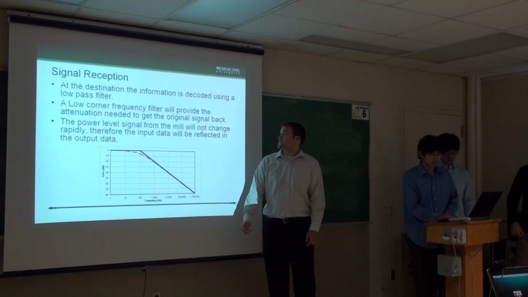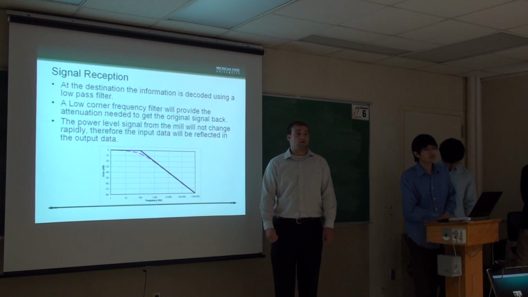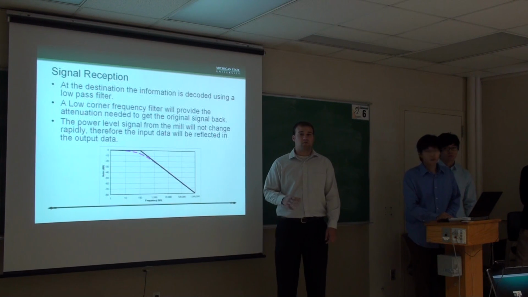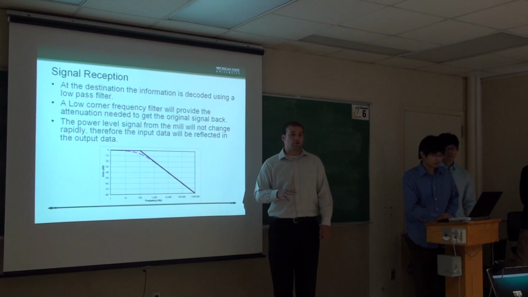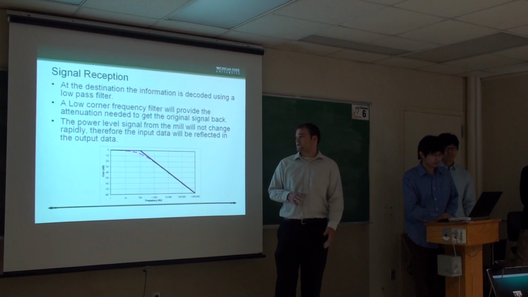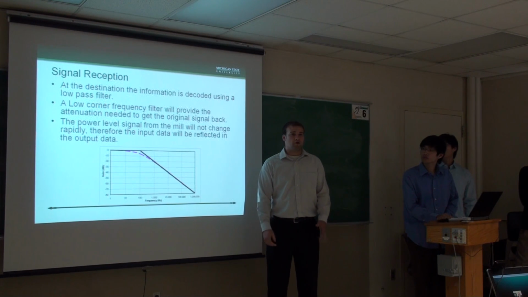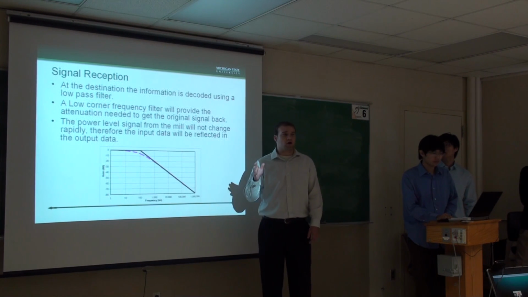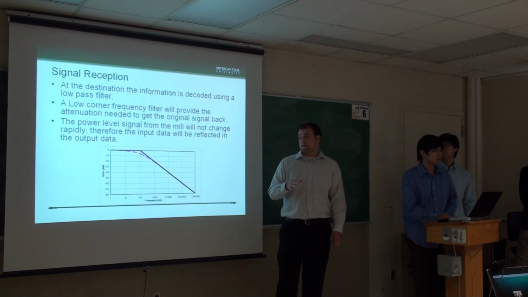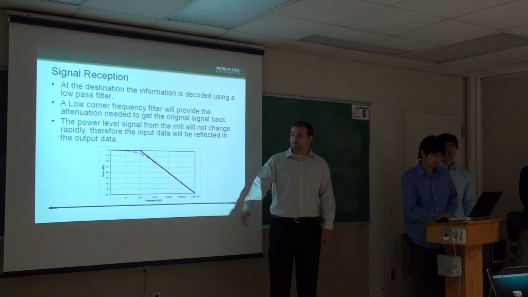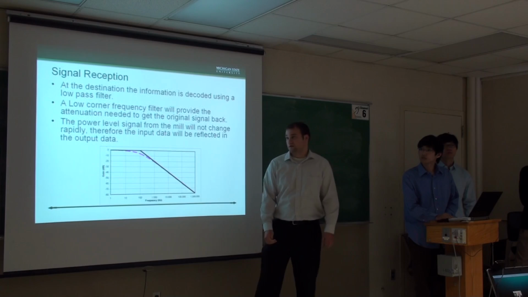Once the signal is received, it's decoded by a low-pass filter, which should give us a clean sine wave representing the power usage of the mill from 0 to 100 megawatts. The power level of the mill shouldn't change more than 1 hertz, so we can keep our corner frequency pretty low and still get a good reading on our output. I'm going to pass it off to Pat now, who's going to talk about the application.